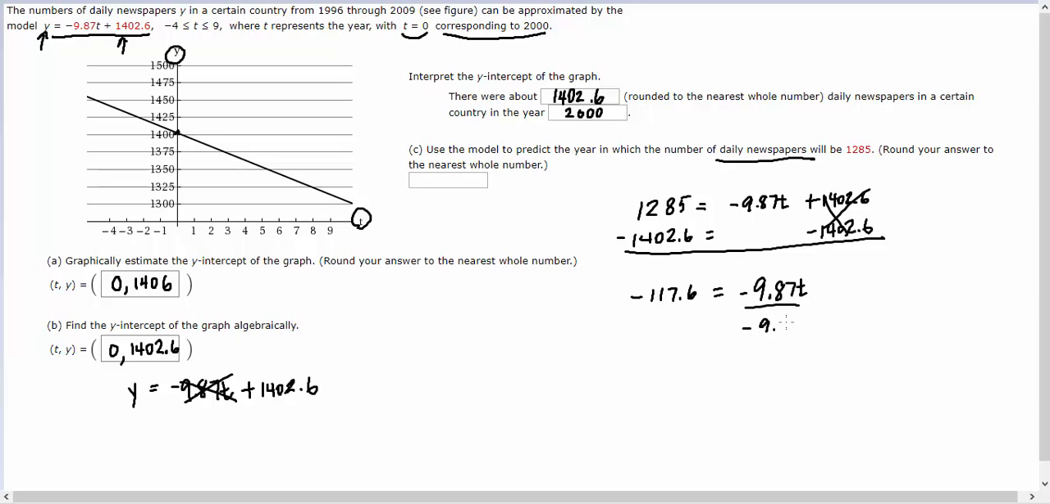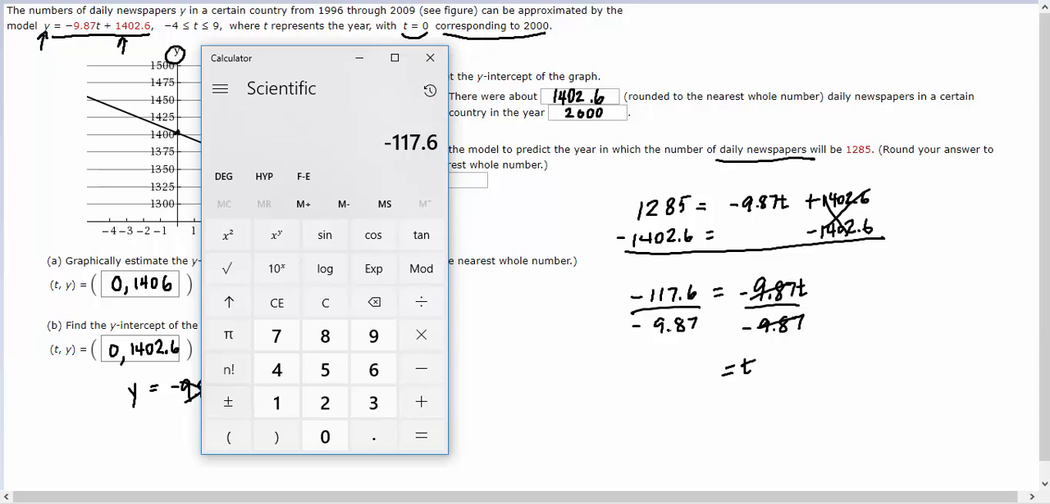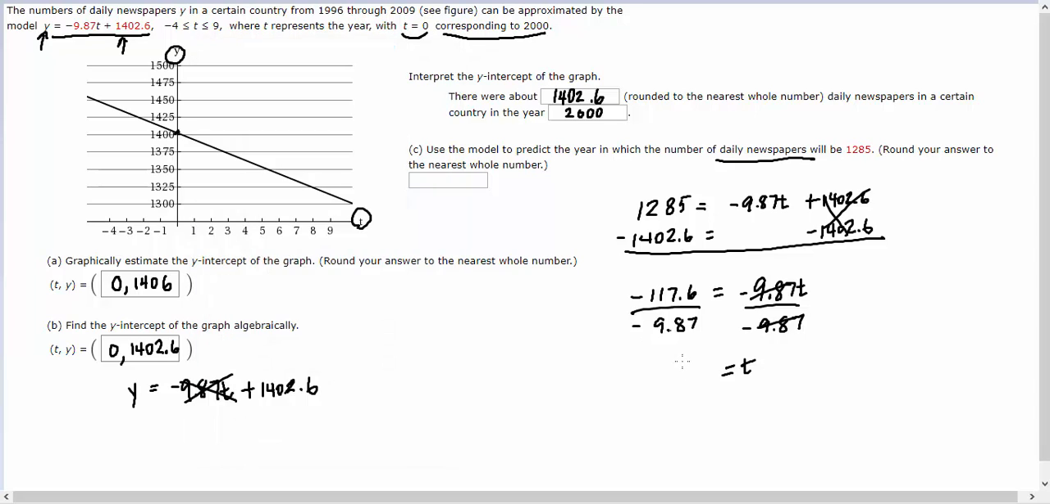And now we divide both sides by negative 9.87. And we'll get t is 11.91. So we'll call that, since it's talking about whole number years, it does say round your answer to the nearest whole number. We'll call it 12. Now, t is the number of years since 2000, right? So don't write 12 in here. We add 12 to the year 2000, and we get 2012 is the answer they expect. All right, so just be careful recognizing that t does mean time since the year 2000.